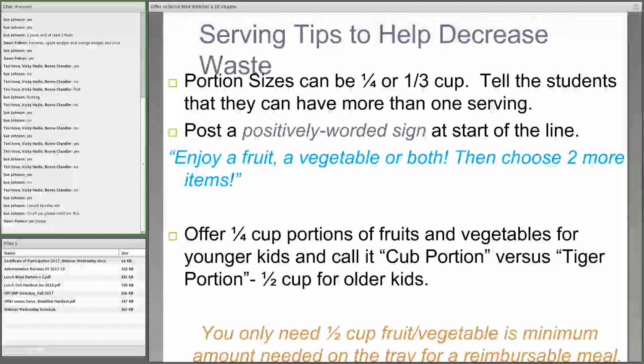If they know they can come back for more fruits and vegetables, I think it's almost better to start them out with a smaller portion size, but enough to get half cup on their tray. The other thing is if you put positively worded signage at the start of your line, then they are so adaptable and they learn so fast. So signage that says enjoy a fruit or a vegetable or both, then choose 2 more items is a nice way to do that so that they know that they have to choose a fruit or a vegetable.